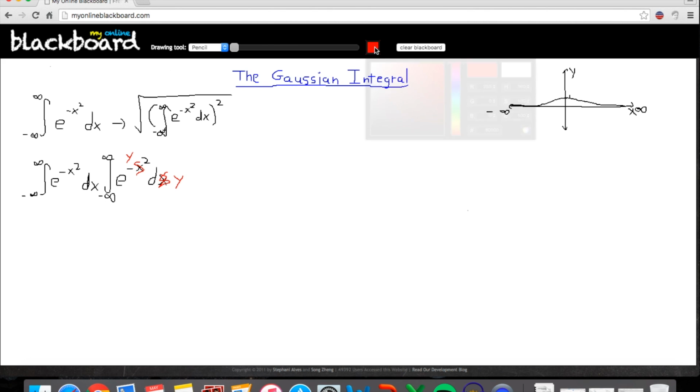So what this allows me to do is write this as a double integral. So when I replace the second x's with y's, I'm able to write this integral as a double integral like this, where I have the double integral from negative infinity to infinity. Both of these go from negative infinity to infinity. Let me just write this out. It's a little bit to write out. You have e to the negative x squared multiplied by e to the negative y squared dx multiplied by dy.